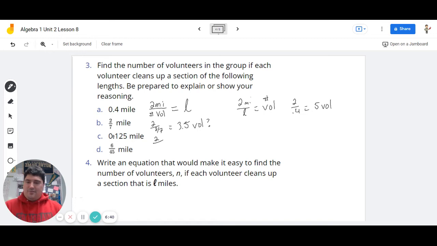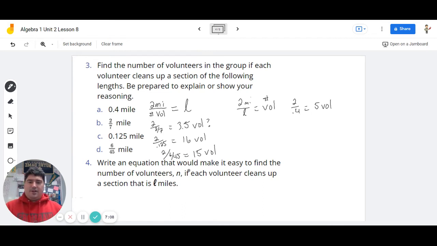2 divided by, well, 0.125. So that would be 1/8, so there would be 16 volunteers. And the last one, 2 divided by 6 over 45. That would be 90 divided by 6, which would be 15 volunteers.